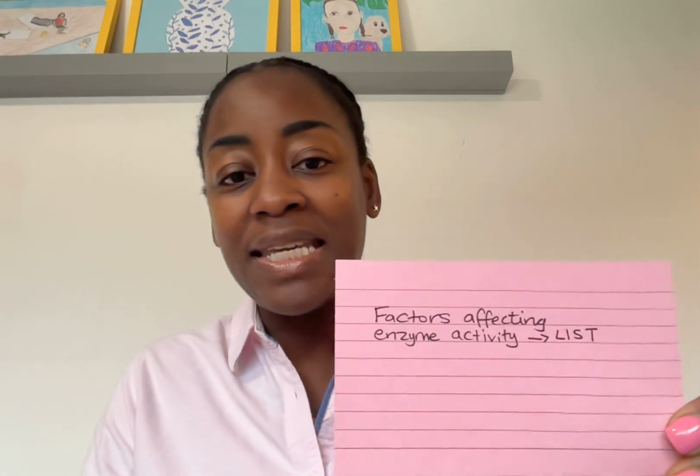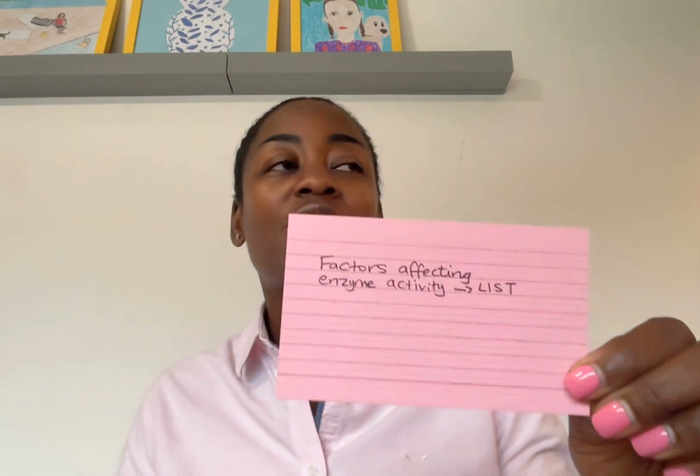The first flashcard we're getting straight into. Factors affecting enzyme activity. We are going to list those factors. So, first factor on the list, enzyme concentration. Number 2, substrate concentration. Number 3, pH. Number 4, temperature. And number 5, inhibitors.